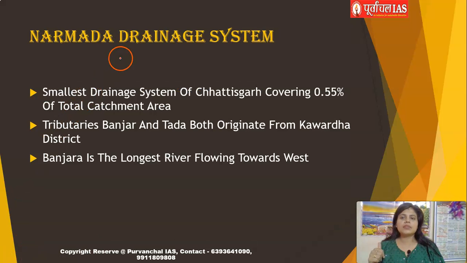Next we have the Narmada drainage system. This is the smallest of all the drainage systems because it covers only 0.55%. Mahanadi is the first, second is Godavari, then is the Son Ganga, then is Brahmani and then Narmada. So likewise we have 5 drainage systems. Narmada has two tributaries, Banjar and Tada, and they both originate from Kavardha district of Chhattisgarh, which is also known as Kabir Dham. And Banjar is the longest river flowing towards the west direction.